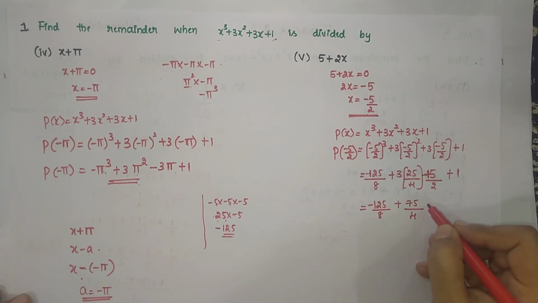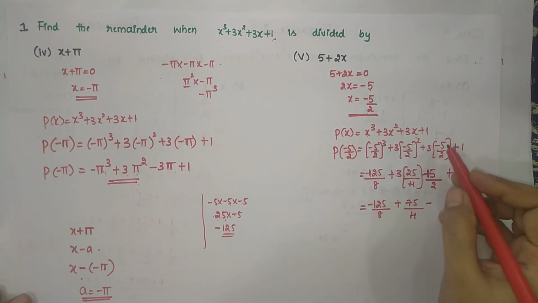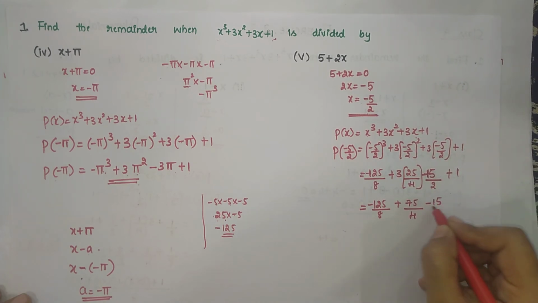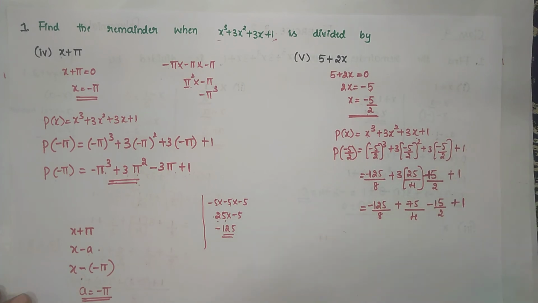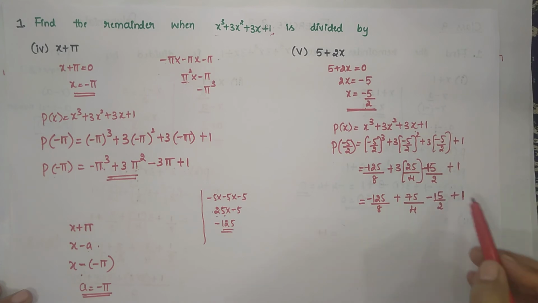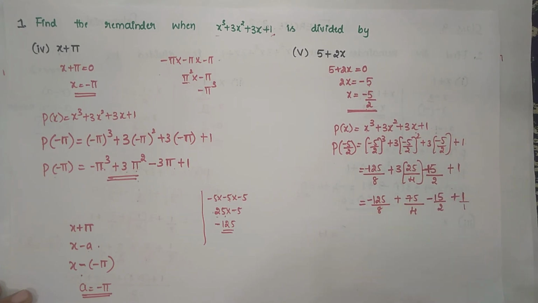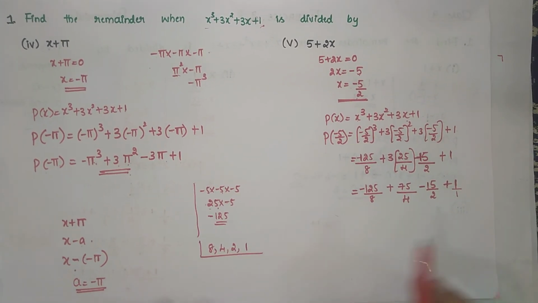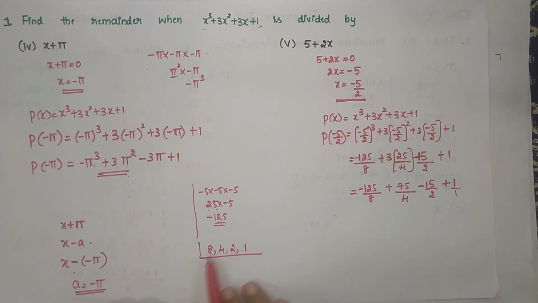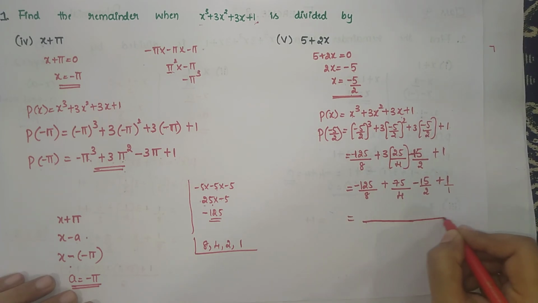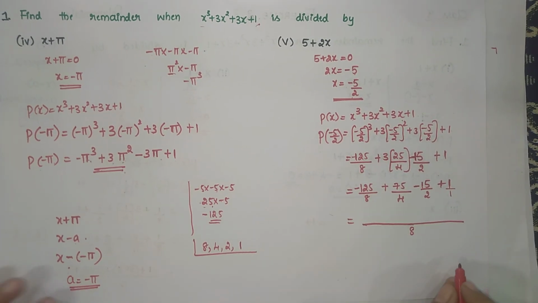That is, 75 divided by 4, minus 15 by 2. We have minus 5 into 3, so it is minus 15. So minus 15 divided by 2, plus 1. And now you have to take the LCM of 4, 2, 8 and 1. 1 is nothing but 1 divided by 1. So the LCM of 8, 4, 2 and 1 is 8. I am not going to explain how to take the LCM of these numbers here, so directly I will write that the LCM of 1, 2, 4 and 8 is 8.